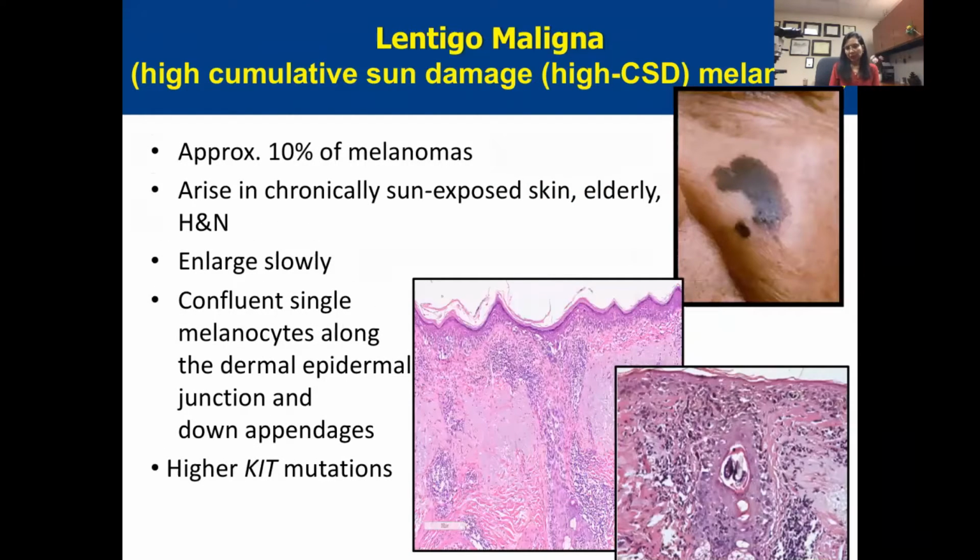Next one is lentigo maligna. It is present in chronically sun-exposed skin of elderly individuals, especially in the head and neck area. It usually increases in size very slowly. Approximately 10% of melanoma represents lentigo maligna. Histologically, what you see is confluent single melanocytes along the dermal-epidermal junction and extension along the adnexal structures, as you see in this figure, around the follicle. And they have a higher KIT mutation rate.